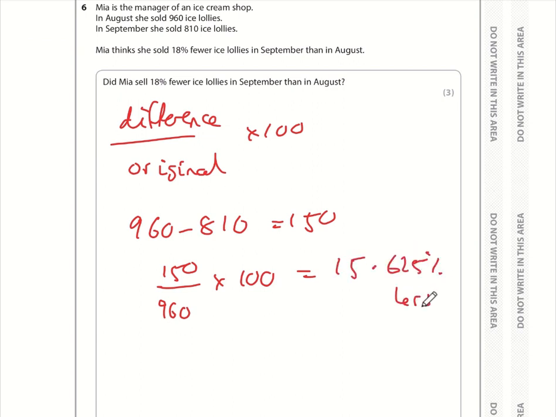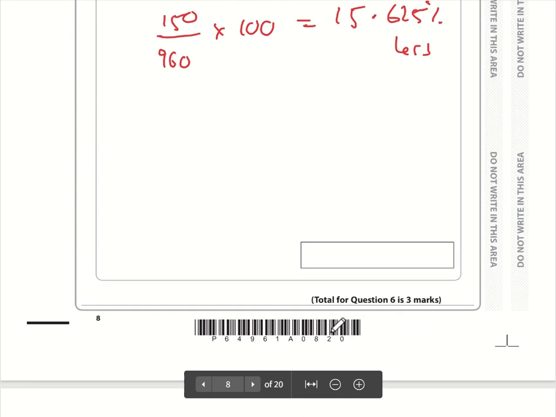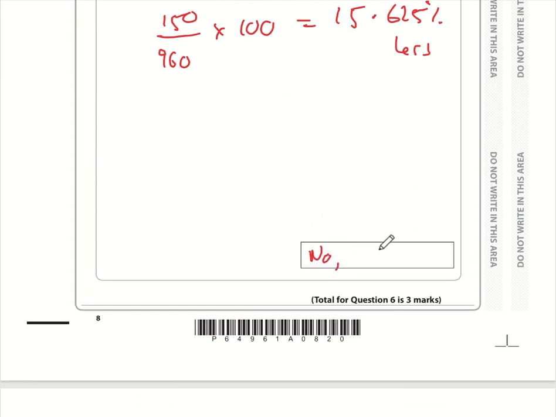And we get 15.625% less. Did Mia sell 18% fewer ice lollies? Well, no, she sold 15.625% fewer.